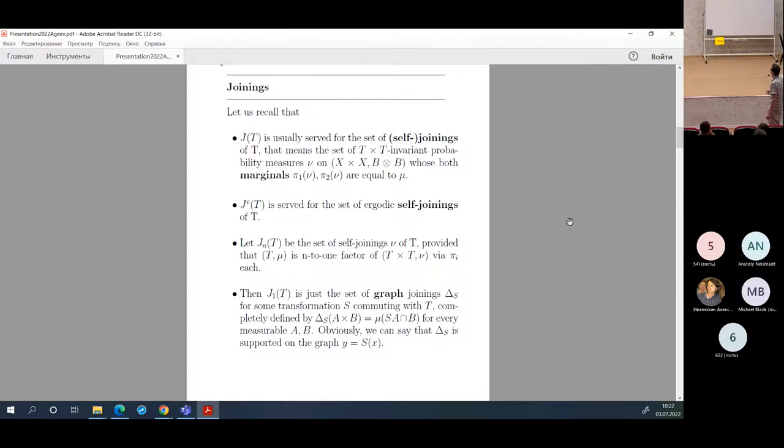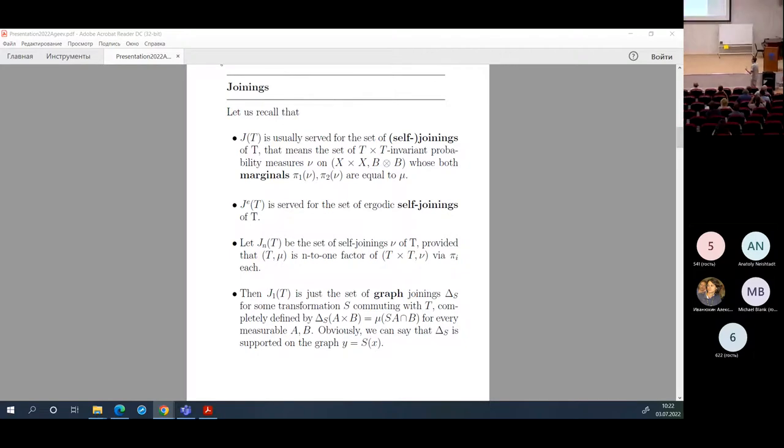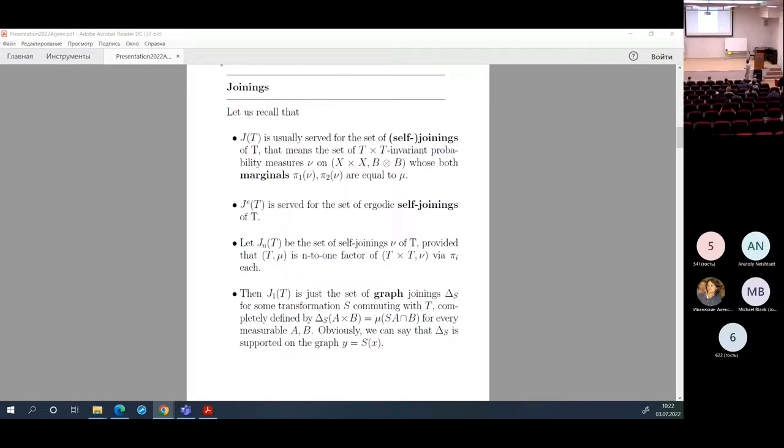And moreover, we can say that S is also a dynamical system on this space X, and moreover commutes with T, nothing more. And conversely, if you take S commuting with T, then this measure, called delta sub S, is a joining of T. And of course the set of joinings associated to a dynamical system can be seen as an invariant of the dynamical system. So we have one more object which can be more or less interesting for study and to separate different dynamical systems, like the entropy invariant, like the Volterra invariant.